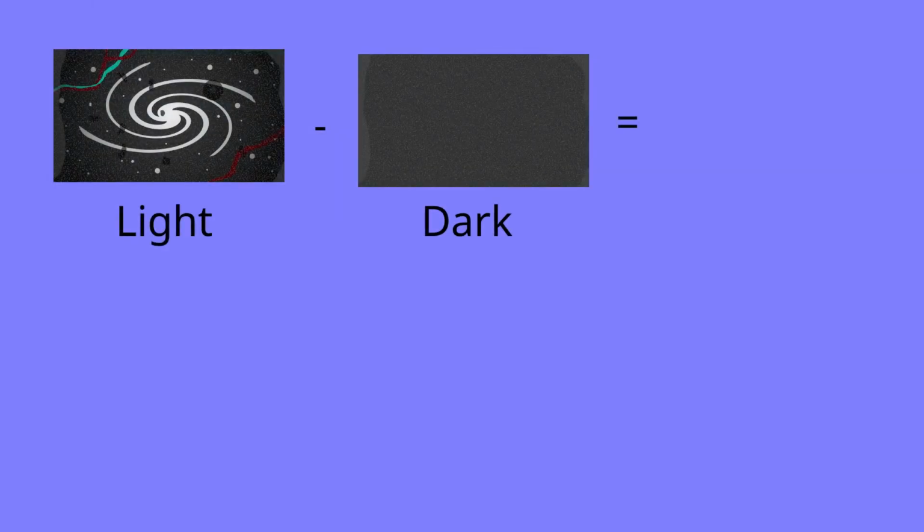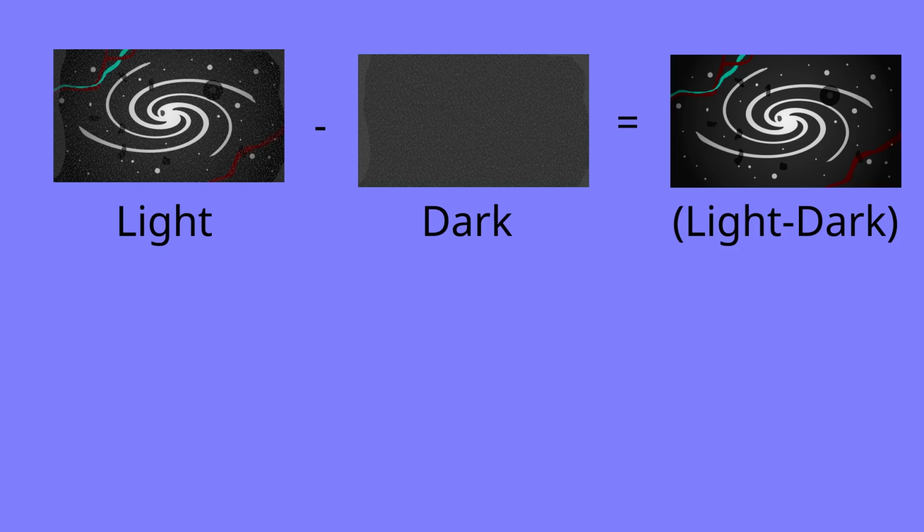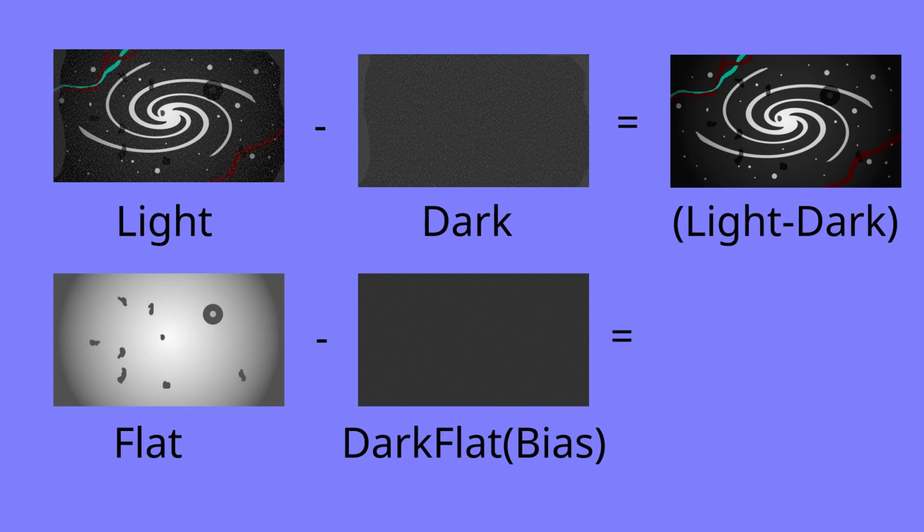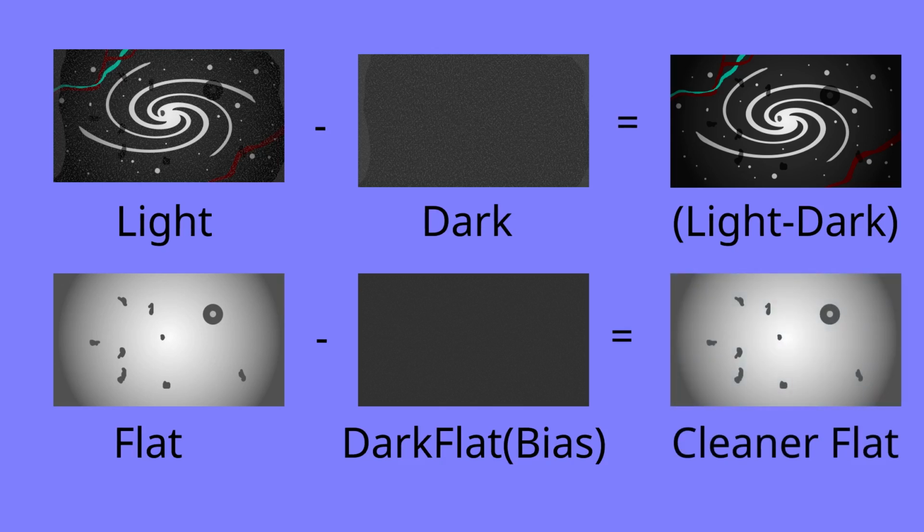To begin the image cleaning process, we'll start by subtracting the dark frame from the light frame. This step is essential as it helps eliminate the amp glow and other fixed pattern noise present in the light frame. Similarly, we can enhance the accuracy of the flat frame by subtracting the dark flat frame from it. This action will remove the offset and a small amount of fixed pattern noise specific to the flat frame, resulting in a cleaner flat frame.